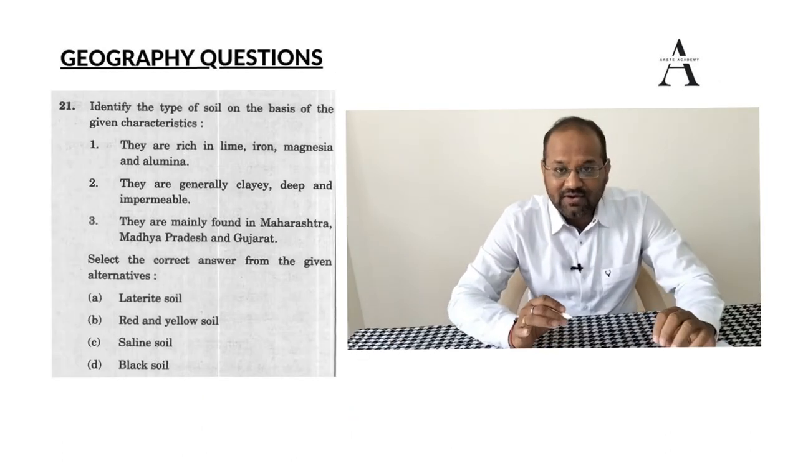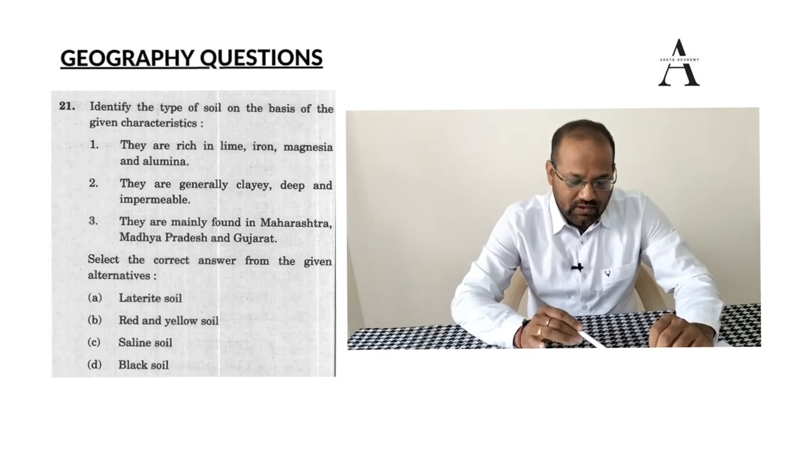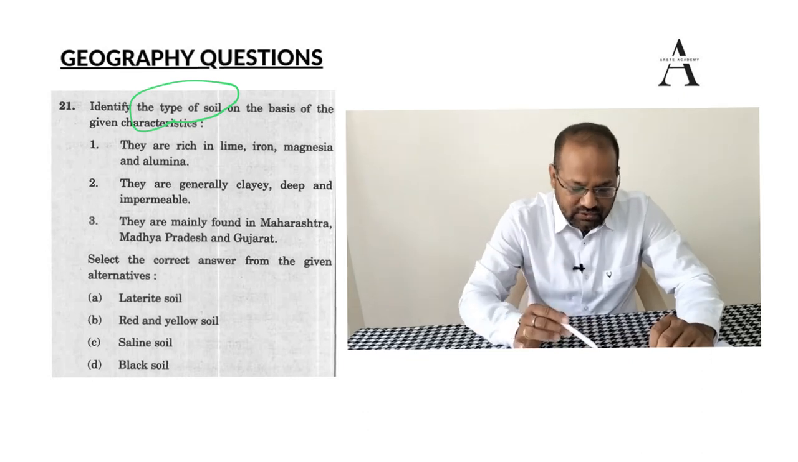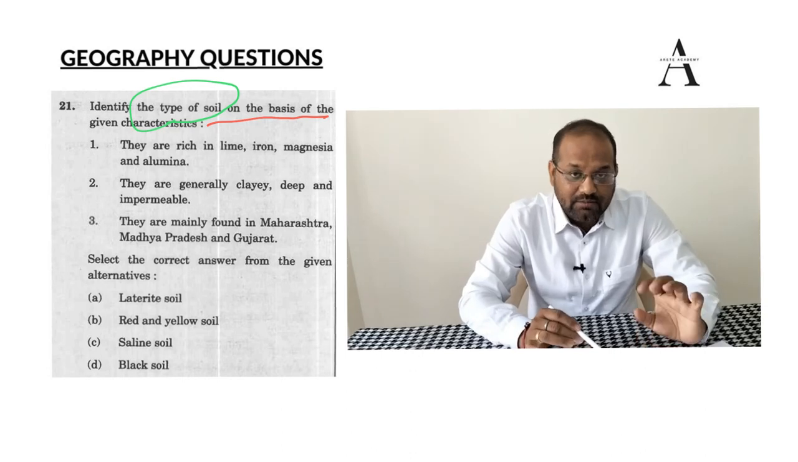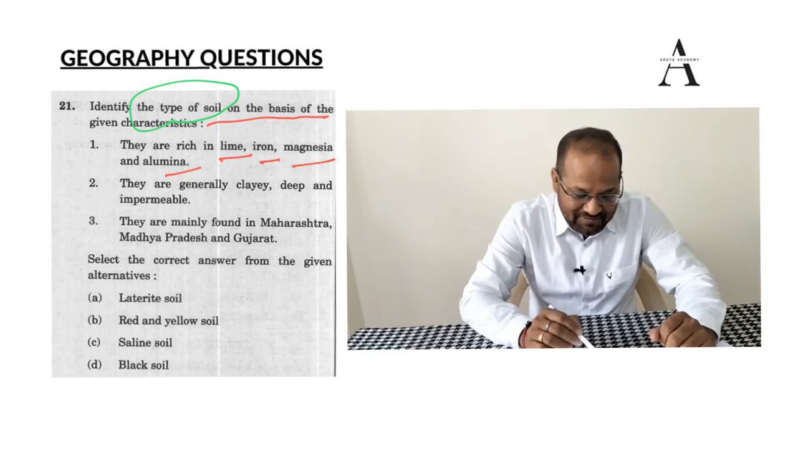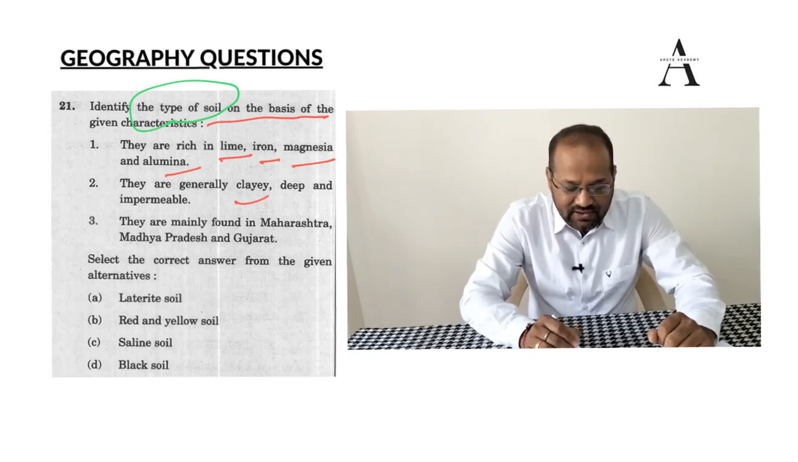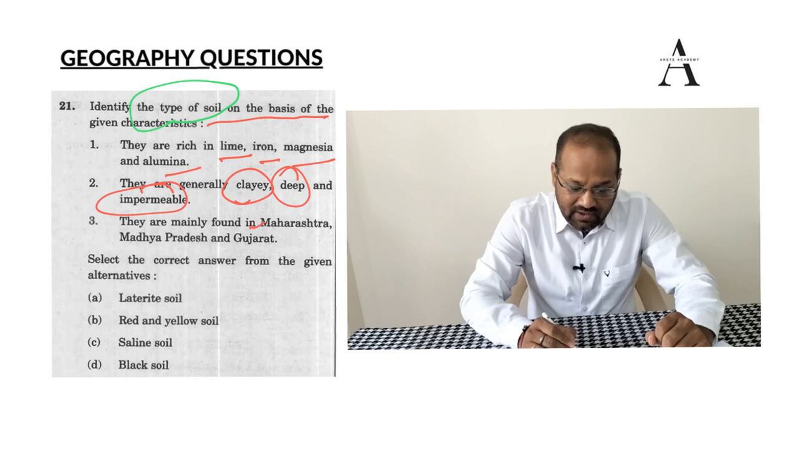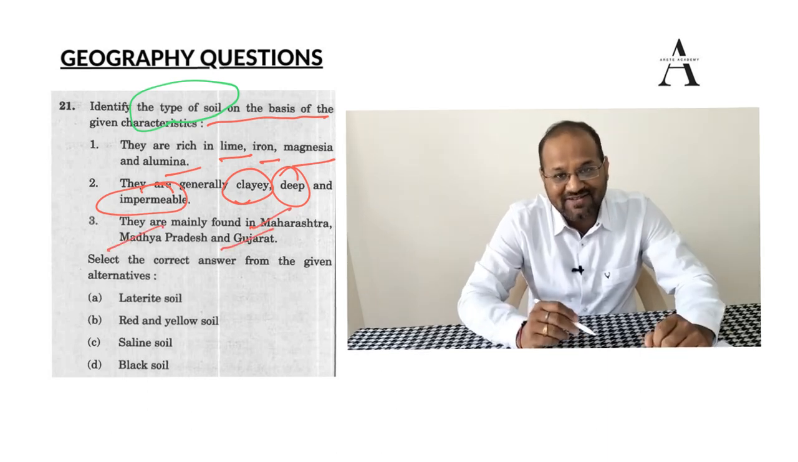Now we have the third topic, which is related to soils, the types of soil found in India. Let me read out the question. The question is: identify the type of soil on the basis of given characteristics. Be very careful. The first option is, they are rich in lime, iron, magnesia, and aluminium. You may remember or you may not remember. Second option is, they are generally clay and deep, impermeable. This you should be able to relate. Third is, they are mainly found in Maharashtra, Madhya Pradesh, Gujarat. Now you know your answer, right?